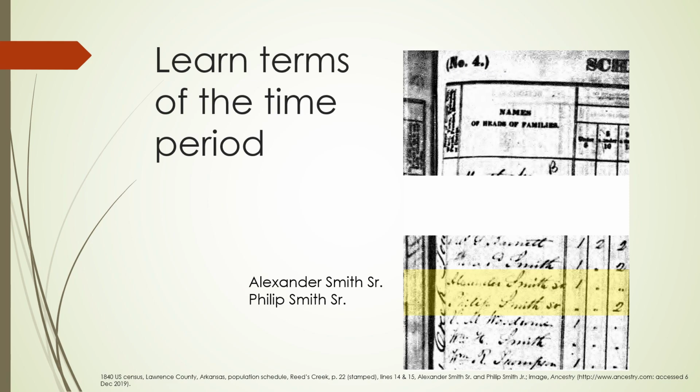Inexperienced researchers often find this census listing, Alexander Smith Sr. and Philip Smith Sr., and then, without other research, go to Family Search and add an Alexander Smith Jr. to Alexander Smith Sr.'s family and a Philip Smith Jr. to Philip Smith Sr.'s family. When you look at other sources and combine them all, you realize that neither man had children named after themselves. The designation of junior and senior were often used to differentiate men of the same name living in the same area. So beware.